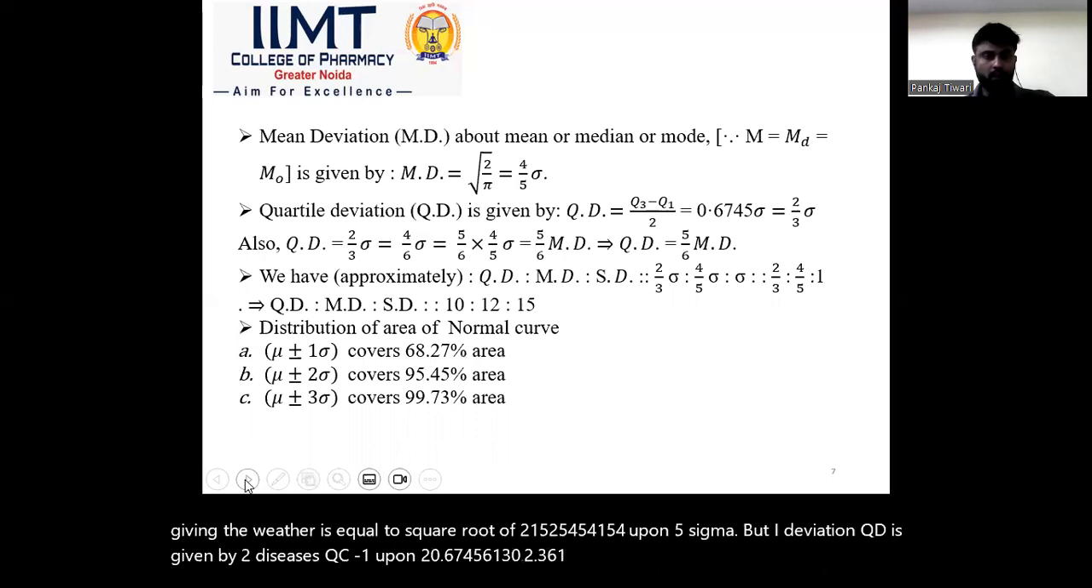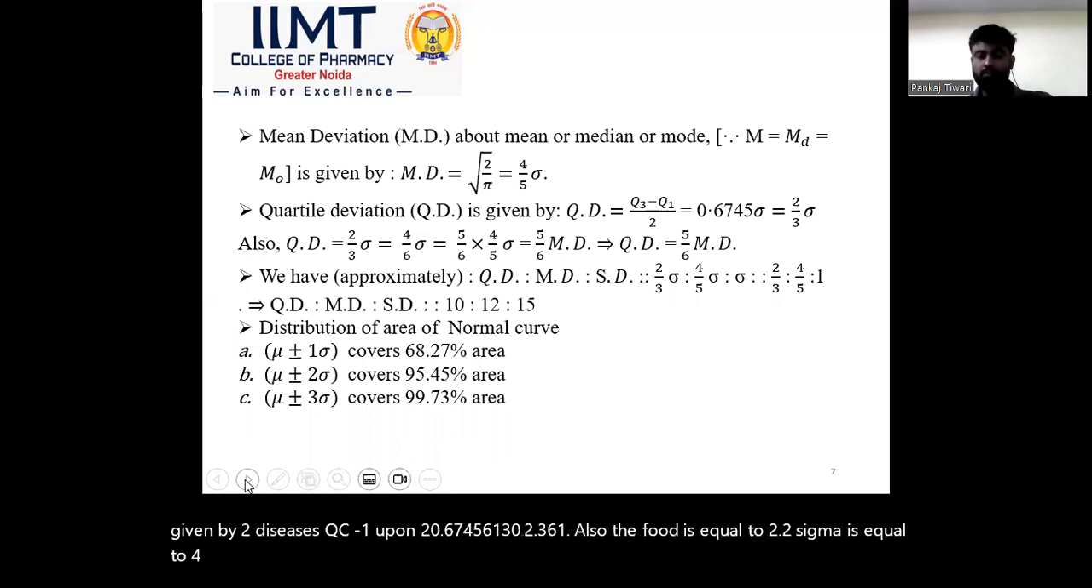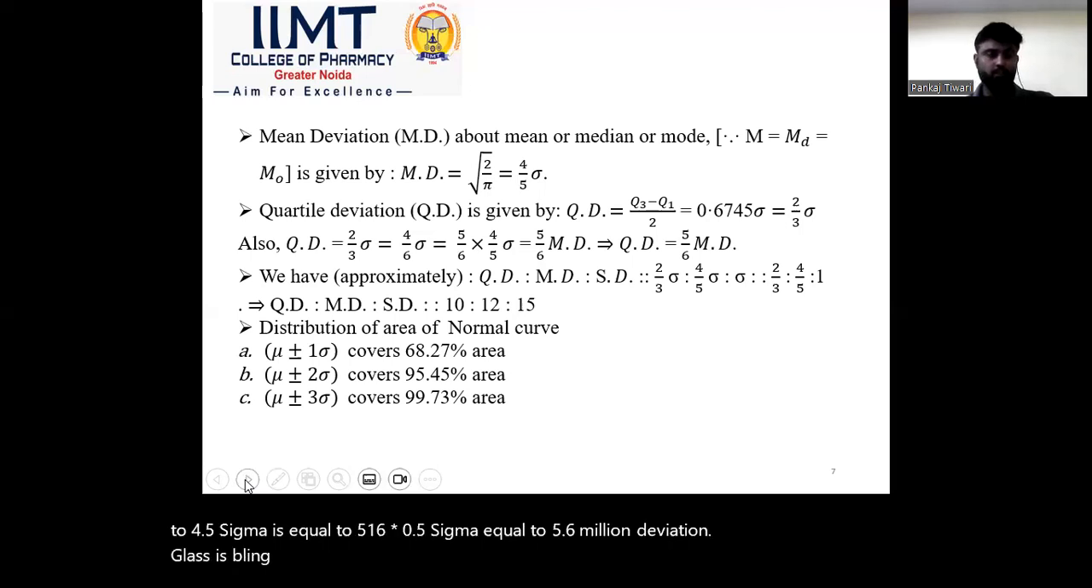Also, the quartile deviation relates to the mean deviation and the standard deviation in this way, with the quartile deviation equal to 5.6 of the mean deviation and the median.